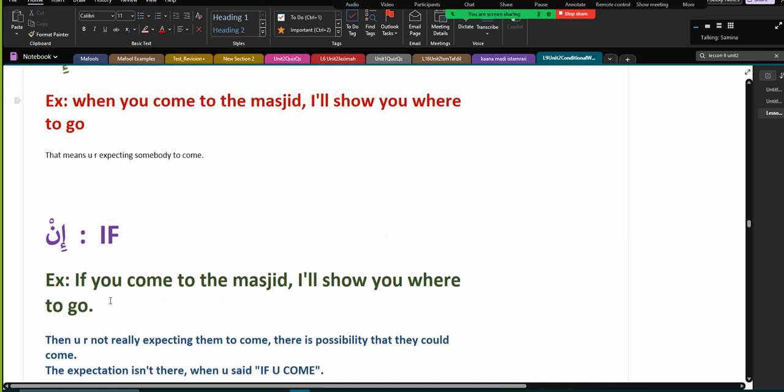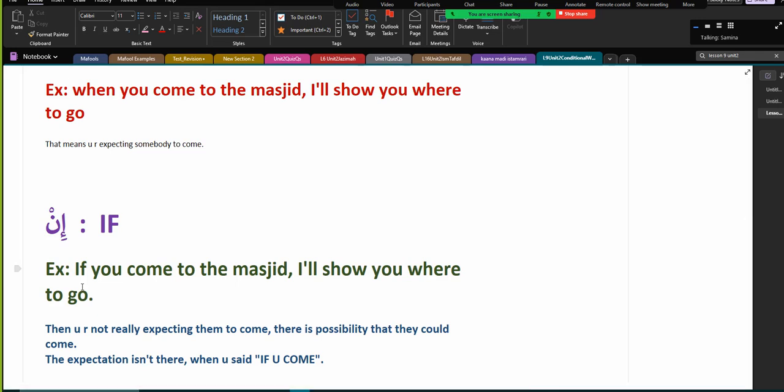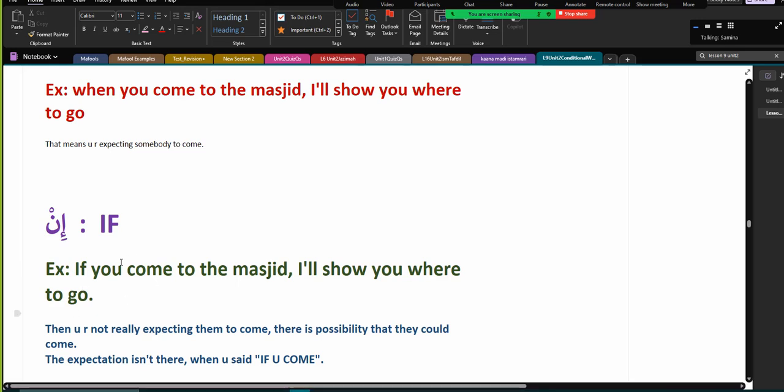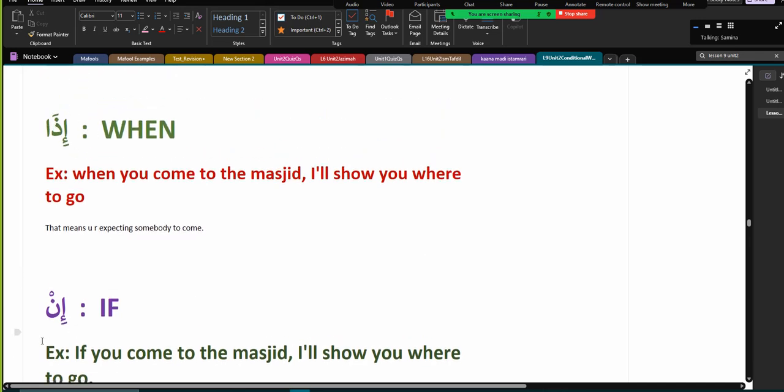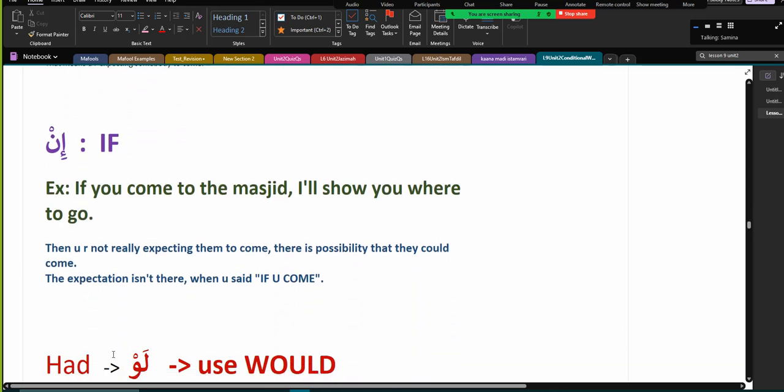And in, which means if, for example, if you come to the masjid, I'll show you where to go. So here you're not really expecting them to come, but there is a possibility that they could come. So the expectation is not there when you say if you come. Okay, that is the difference between idha and in. In idha, you're expecting somebody to come. When you come to the masjid, I'll show you where to go. But if you come to the masjid, I'll show you where to go. Here you're not expecting anyone to come.